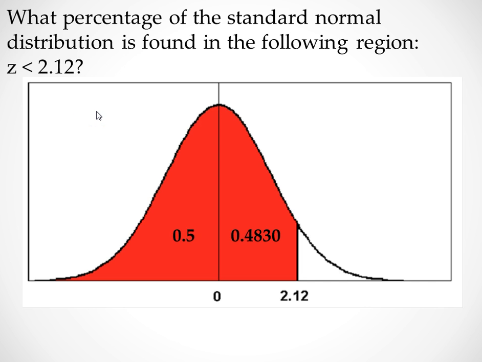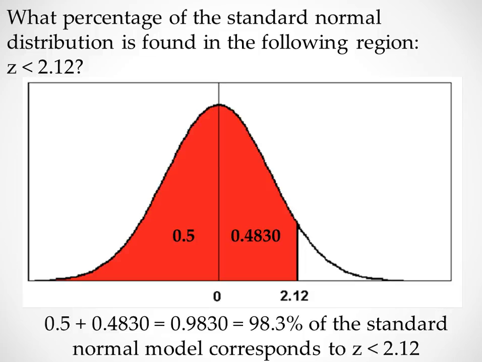So the answer to this question, we have to find the total red region, so let's add the two values. 0.5 plus 0.4830 is 0.9830, or 98.3% of the standard normal curve, or the standard normal model, falls less than a z-score of 2.12.